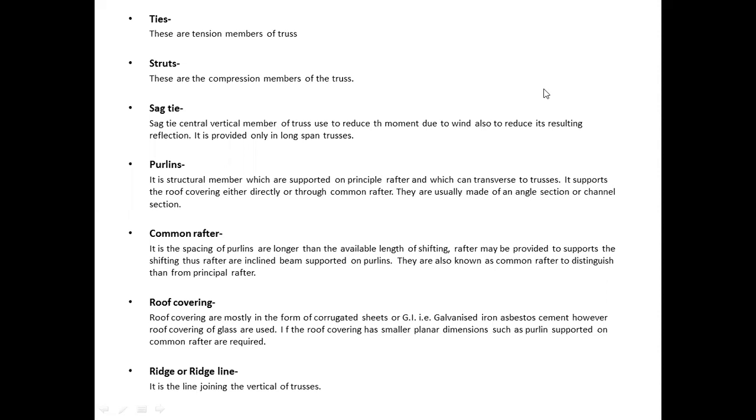Okay. Sag tie, a central vertical member of a truss used to reduce the moment due to wind, also to reduce its resulting deflection. It is provided only in long span trusses. So these are the sag ties which are used to reduce the moment due to wind or to resist sagging.